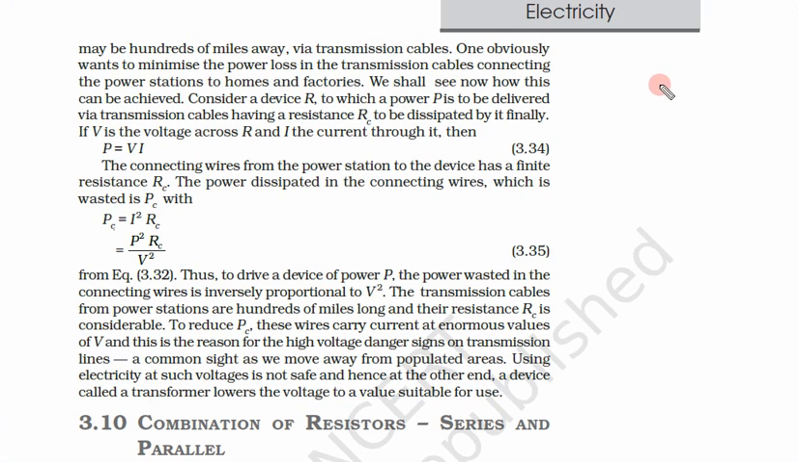So now let us see. Definitely one wants to minimize the power loss. Everybody wants power loss to be minimum. So what do they do? They have cables.